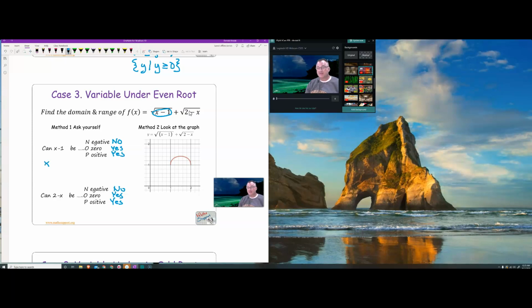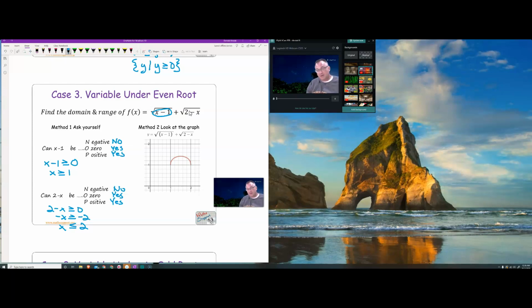So x minus 1 has to be greater than or equal to 0. So x is greater than or equal to 1. Okay. 2 minus x has to be greater than or equal to 0. Now I've got to divide by -1, and I get x less than or equal to 2. Don't forget to switch the inequality because you're dividing or multiplying by a negative. So those are the numbers that are in my domain.